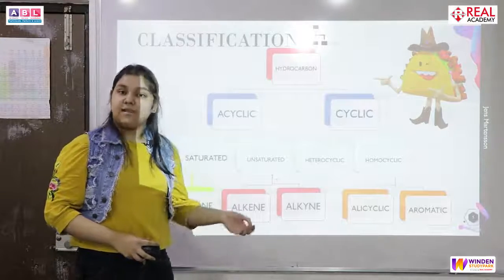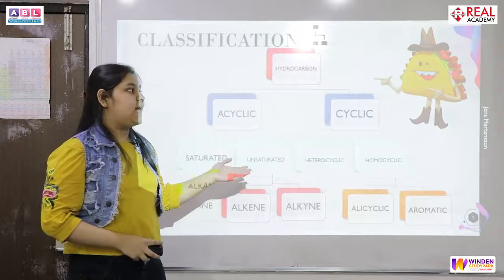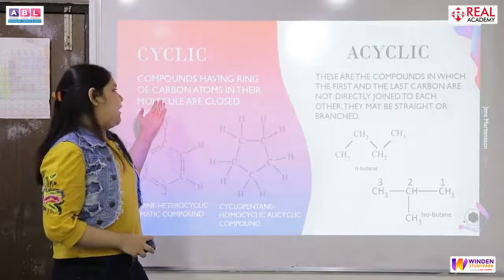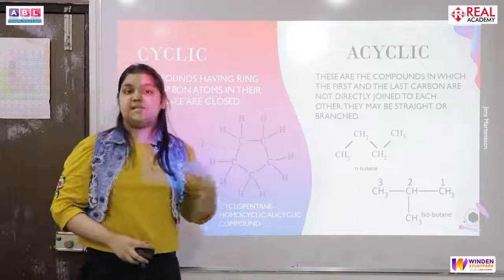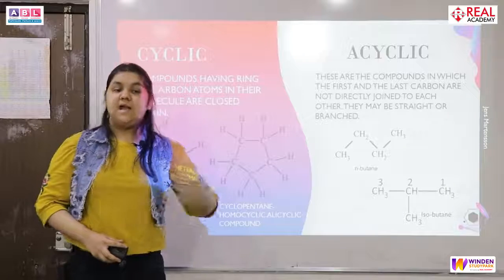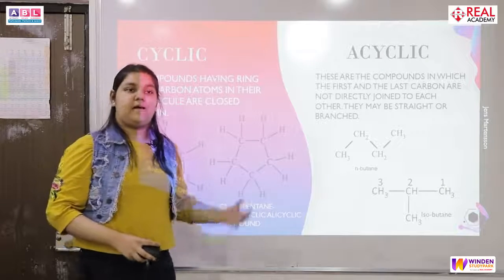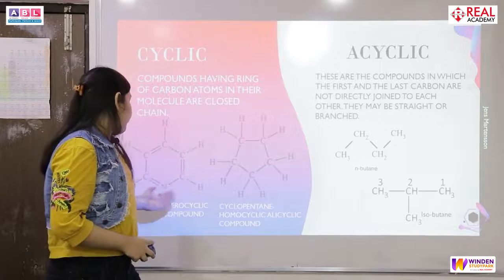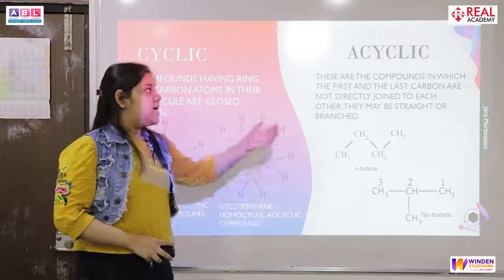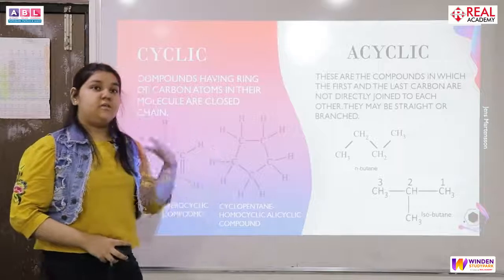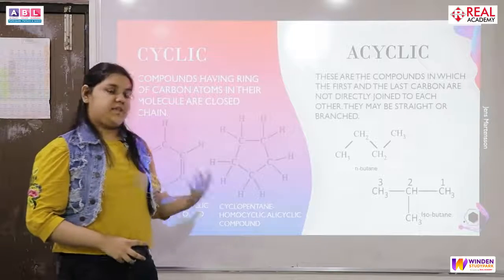They are broadly classified into two groups, that is acyclic and cyclic hydrocarbons. Cyclic hydrocarbons: as the term suggests, cyclic means in a cycle. The compounds which form a ring of carbon atoms are known as cyclic hydrocarbons. For example, pyridine and cyclopentane. Acyclic: a means not, and cyclic means in a cycle. They do not form cycles, only chains.